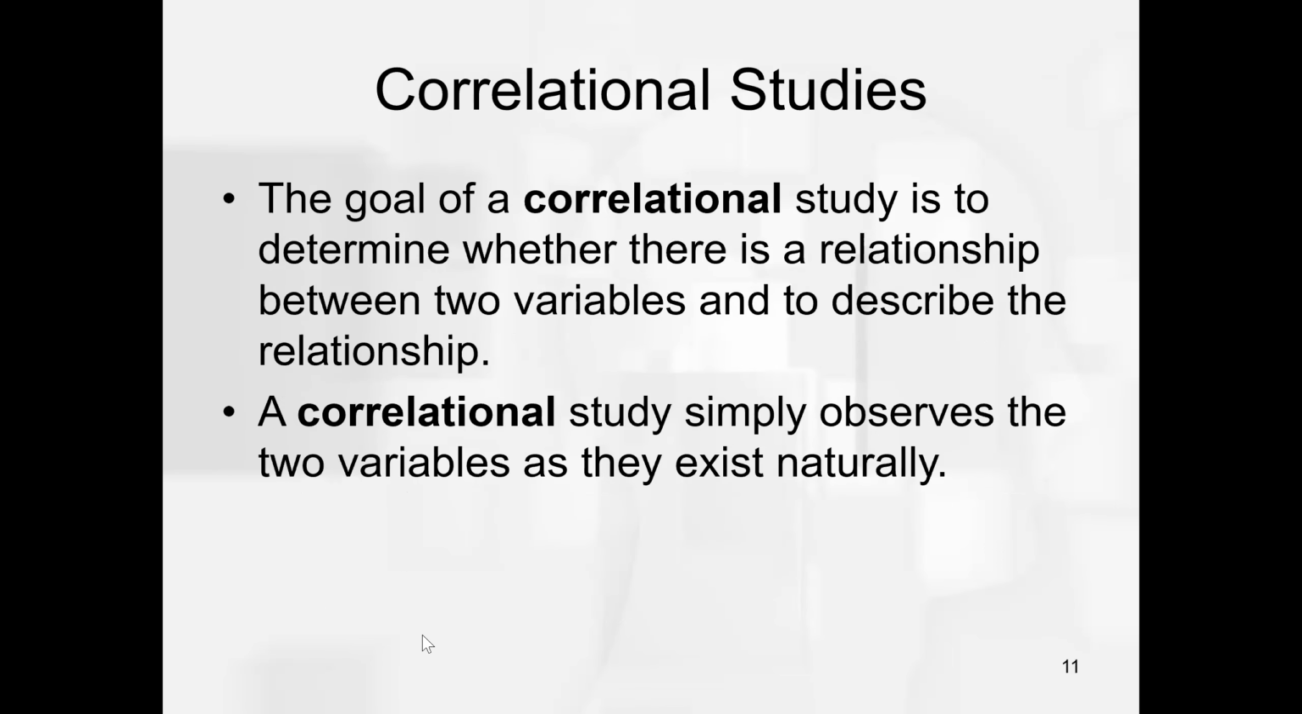Let's just move on. Correlational study, of course, is when we want to look at the relationship between two variables. And that is the commonest type of study that we conduct in social sciences and all that.